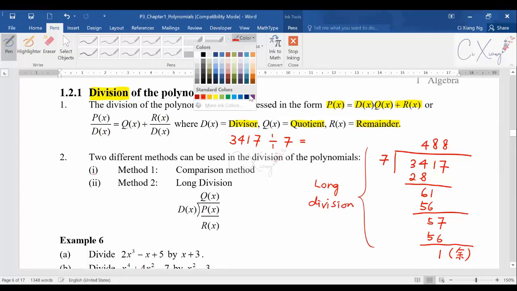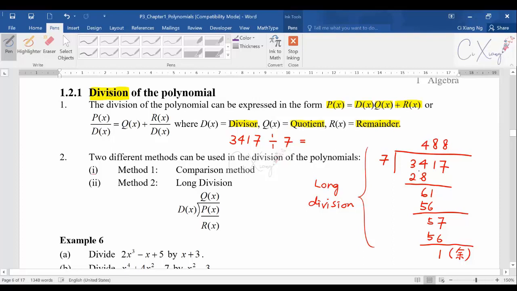But now what I want to mention here is, when we apply this long division to polynomials, this number we call the polynomial, so it is p(x). The 7 here is the divisor, so we call it d(x). This is the quotient, so it should be q(x). And this part is the remainder, so we write r(x). So this is the summary that you need to know. p(x) means the question itself, or the polynomial. d(x) is the divisor, usually given in the question as well. q(x) is the answer, the quotient. And the remainder here is r(x).